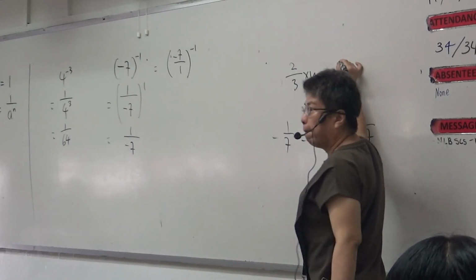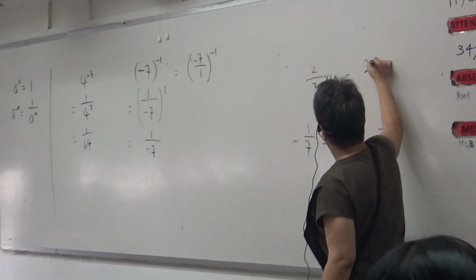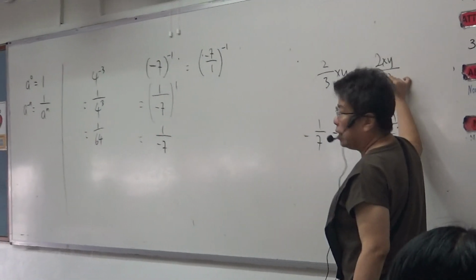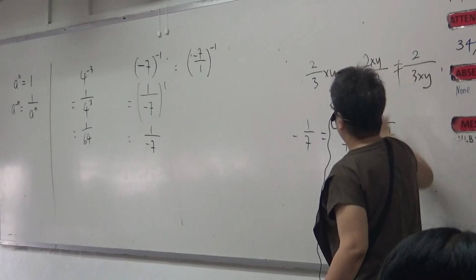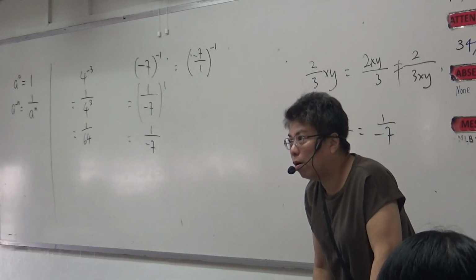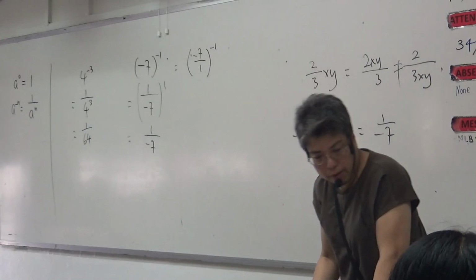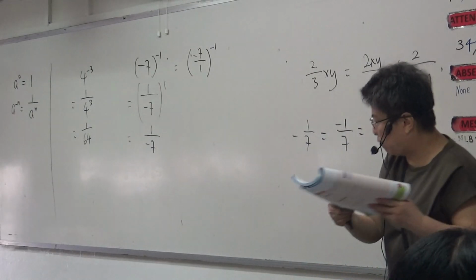Cannot. Now, but this is what? 2xy over 3. Can it be like that? The answer is no. Understand? So be careful down here. Okay? Alright, next part of the question.